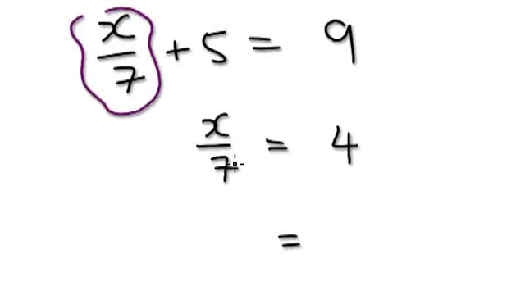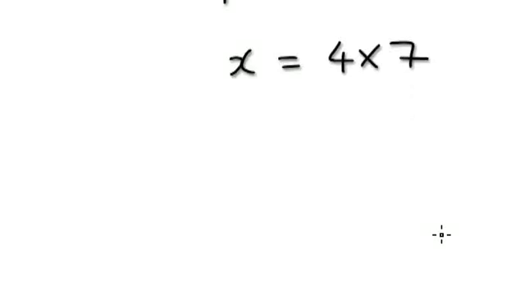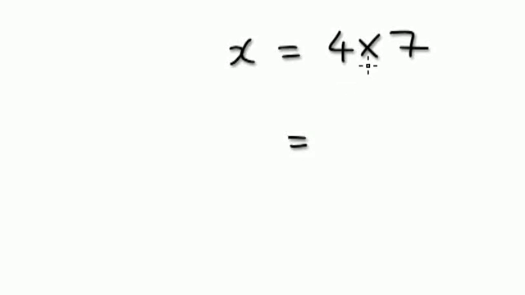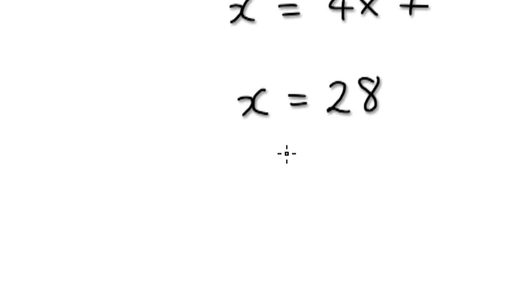So now, don't divide by 7. Inside your mind, you're multiplying both sides by 7. So this side here, times by 7. This would be 28. So x equals 28. Okay. Just watch the video again, it will make sense.